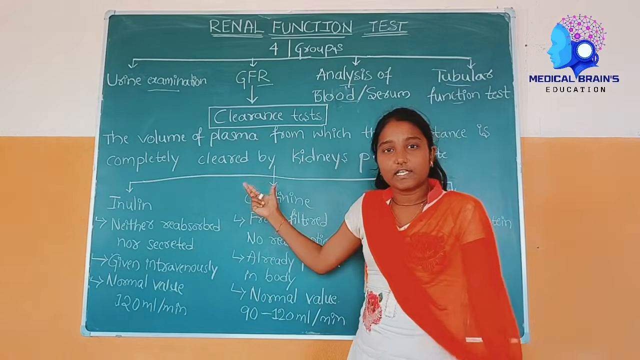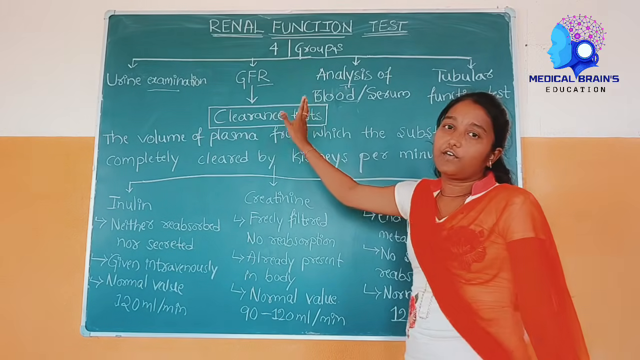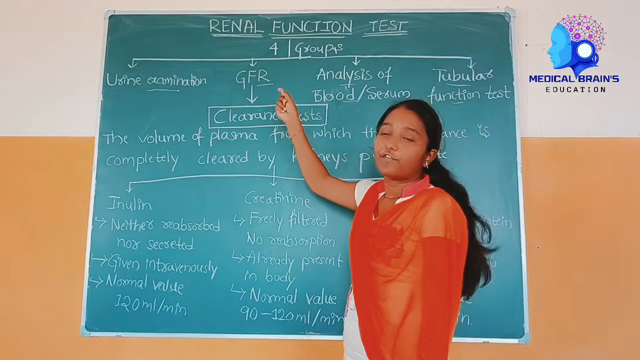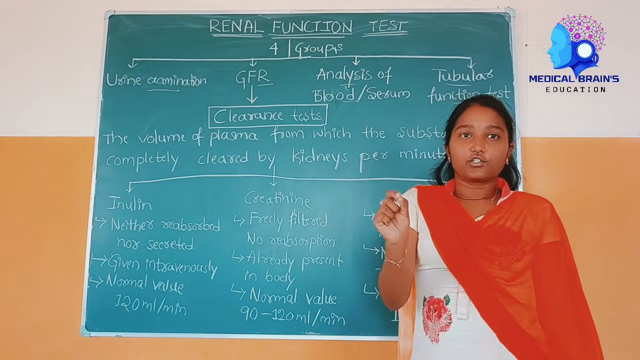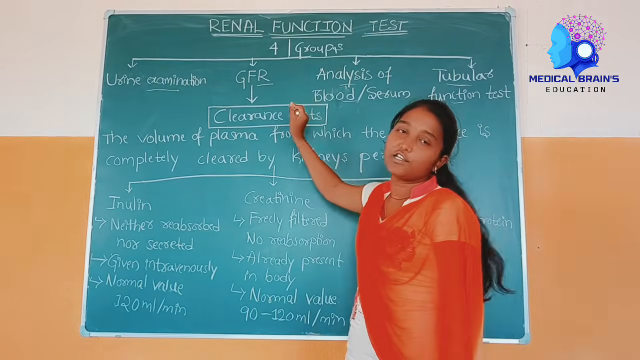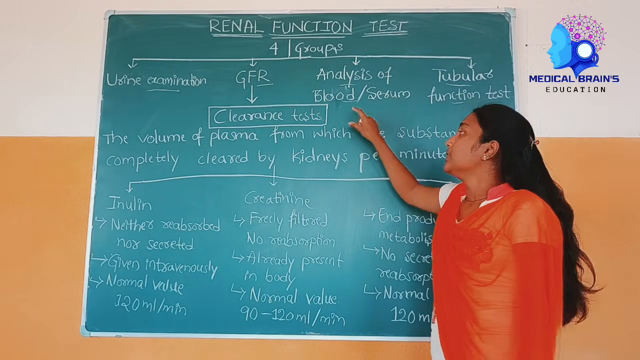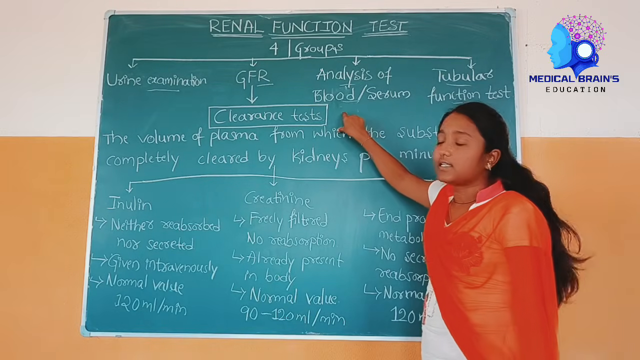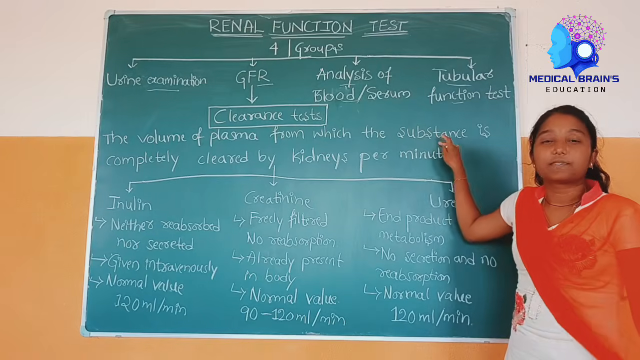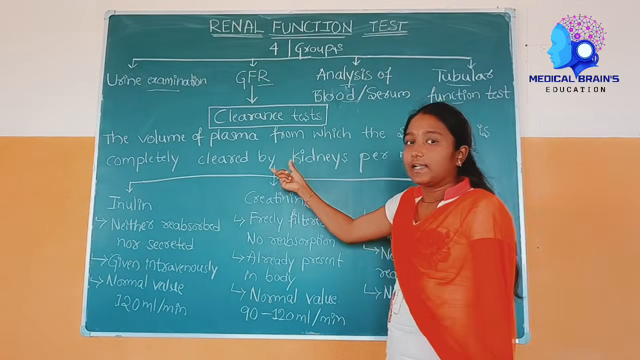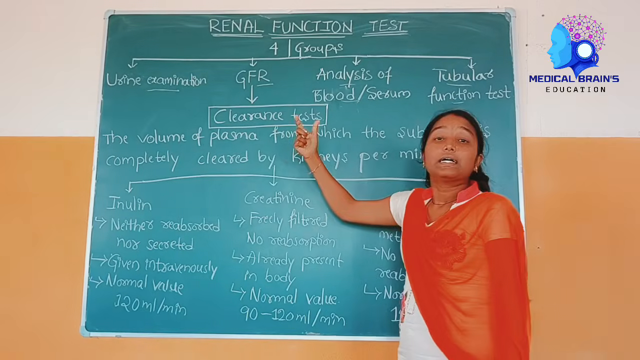So in this session we are going to focus only on the GFR, that is glomerular filtration rate. To check the proper functioning of the glomerular filtration rate, there is a test called the clearance test. This clearance test is nothing but the volume of plasma from which a substance is completely cleared by the kidneys per minute. This is called the clearance.